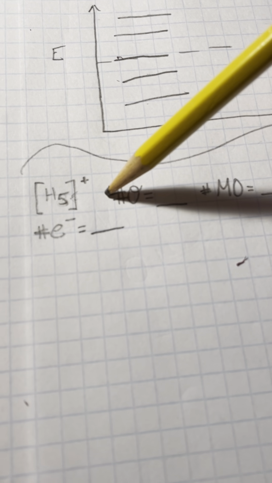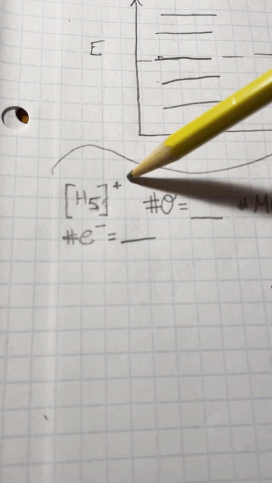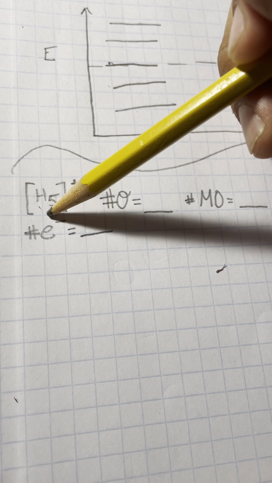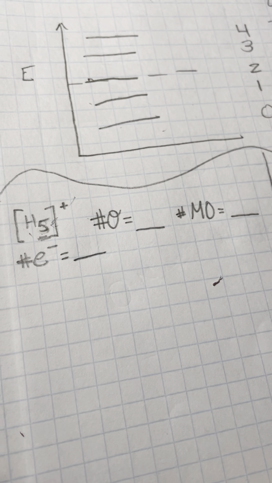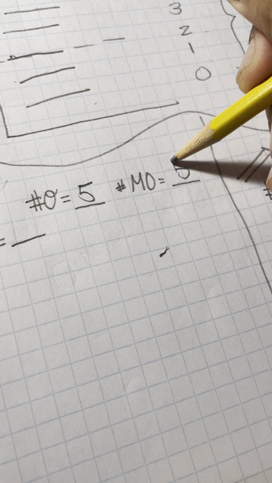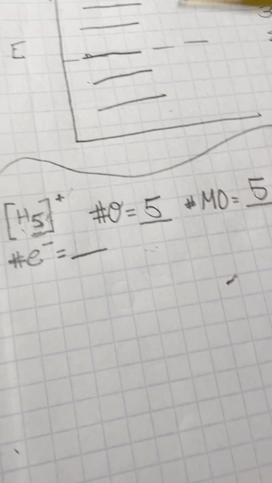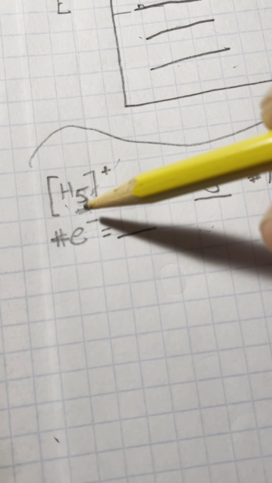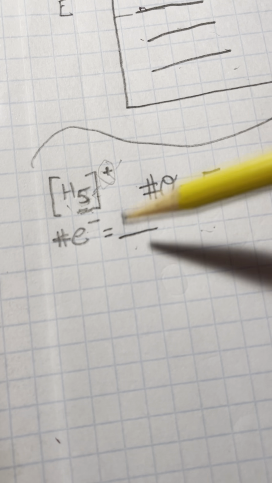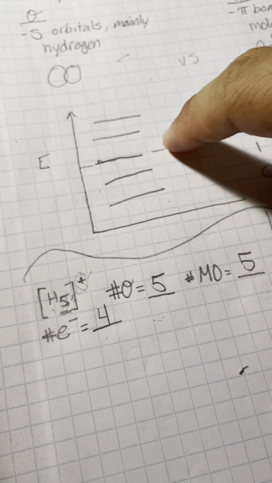So if you see here, we have H5 plus. H5 means there's going to be 5 little bonds, so 5 sigma bonds. Therefore, there will always be 5 MOs, no matter what. Electrons correlate with protons, but we have to take this into account as well. So 5 means 5 electrons, but the plus means 1 is away. So there are technically 4 electrons. So we're going to stop here to understand what this means.